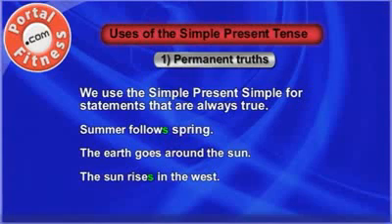Let's see the first use of the simple present tense, for permanent truths. We use the simple present tense for statements that are always true. Summer follows spring. The earth goes around the sun. The sun rises in the west.